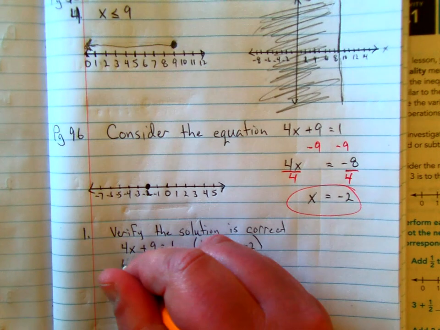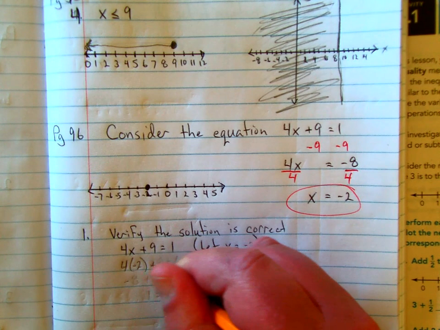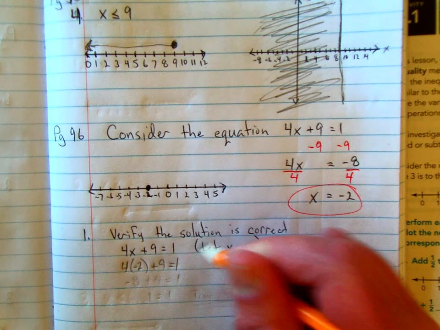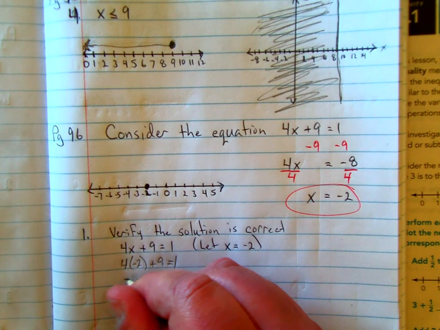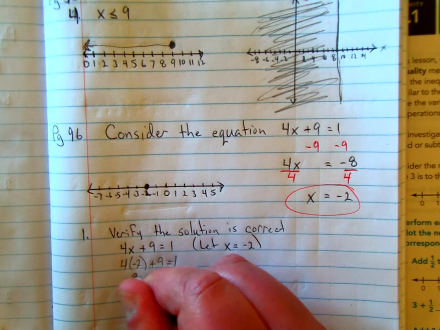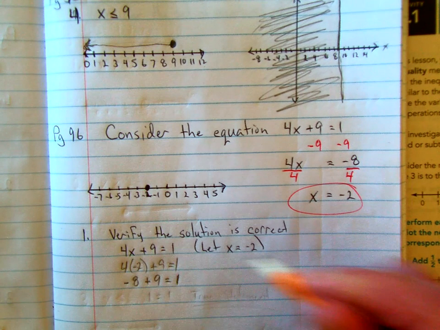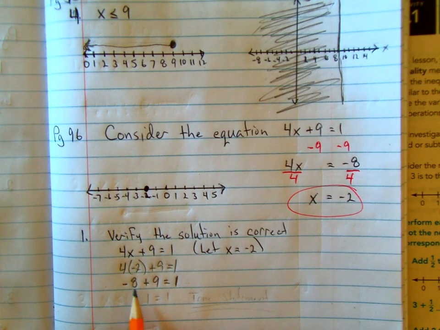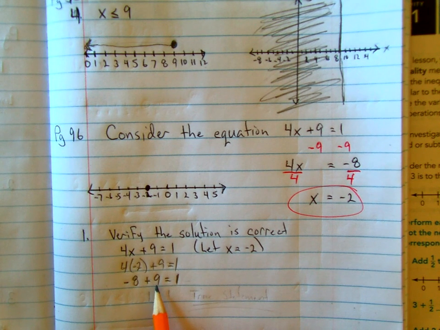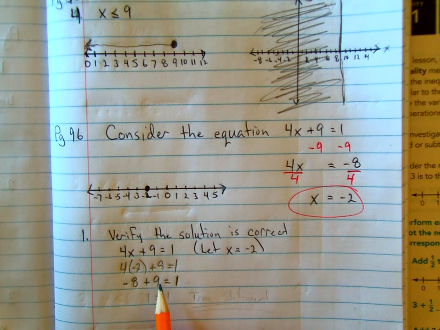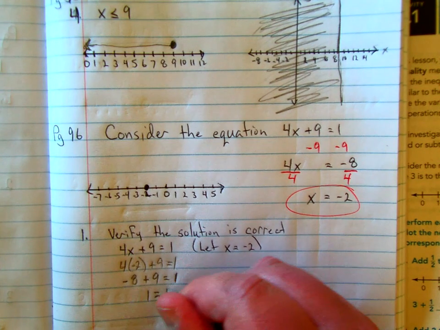4 times x, but I said x was -2, plus 9, does that really equal 1? Positive times negative is negative. 4 times 2 is 8. This plus 9 comes straight down, equals this positive 1 comes straight down. 8 bad guys, 9 good guys. Well, again, if they had a shootout, my good guys are going to win. Signs are different. Find the difference. 9 take away 8, 1 equals 1. That's a true statement.